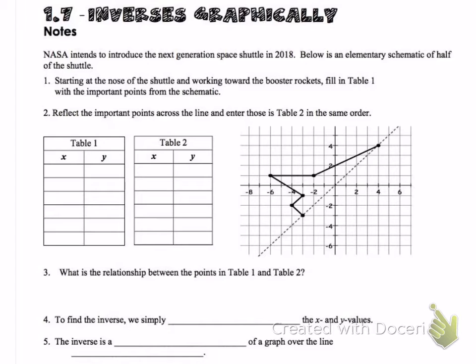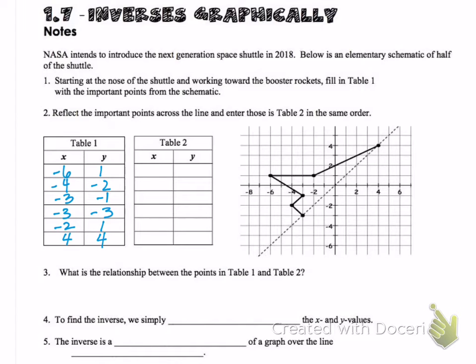So let's look at, here's a picture. It's going to make a rocket ship, and it's going to be pretty cool. But for table 1, I want to put all of the ordered pairs for the stuff that's on the left side of that line. So go ahead and fill out your ordered pairs, all of your x values on the left, all of your y values on the right, and that's going to go in your table 1.